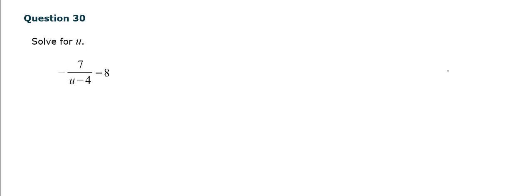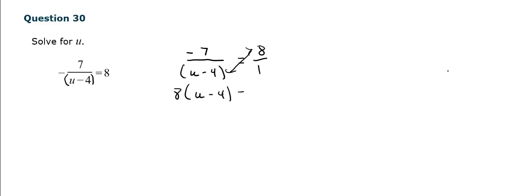The next one is also a proportion, and we're going to put the u minus 4 in parentheses. So now we can rewrite this as -7 over u minus 4 equals 8 over 1. And again, we're going to cross multiply because we have one fraction equaling another. So that gives us 8 times u minus 4 equals -7 times 1, which is -7.